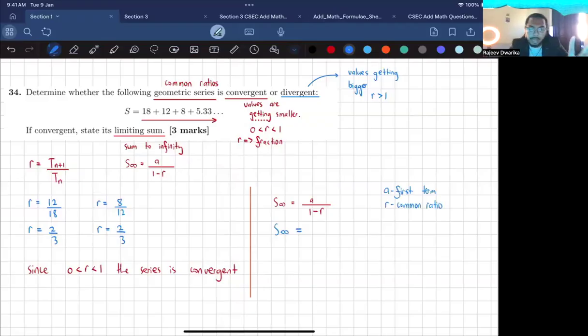So, Kira, again, if you look at the sum that was given, what is the first term? 18, right? And what is the common ratio we found? 2/3. Correct. So we're going to say 18 all over 1 minus 2/3. Plug that into your calculator and let me know what you're getting. You're supposed to get 54, I think. Let me know if you're getting 53.